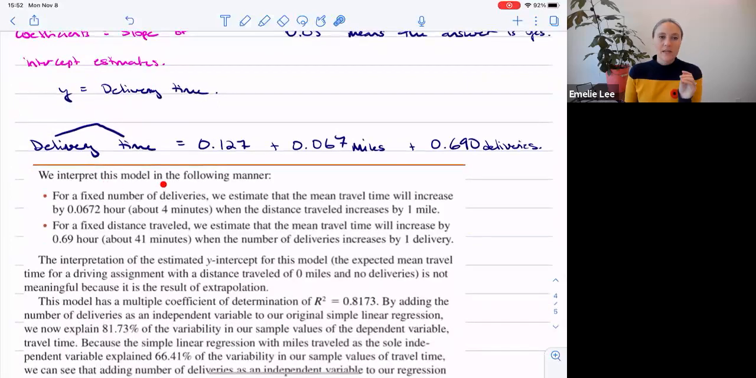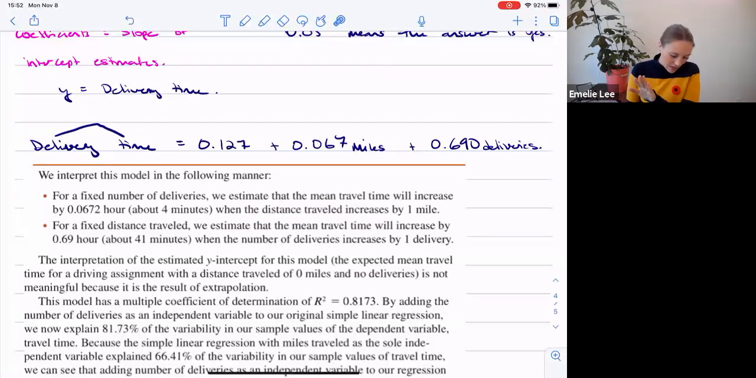So we can interpret this as for a fixed number of deliveries, so holding deliveries steady, we estimate that the mean travel time will increase by 0.0672. I guess I should have gone to 4 decimal places to match. That's okay. Hours. Time is tricky, right? Because there's only 60 minutes, and so it gets confusing. But if you multiply it by 60, you get it to minutes. When the distance traveled increases by 1 mile. So it assumes that the number of deliveries is being held steady.